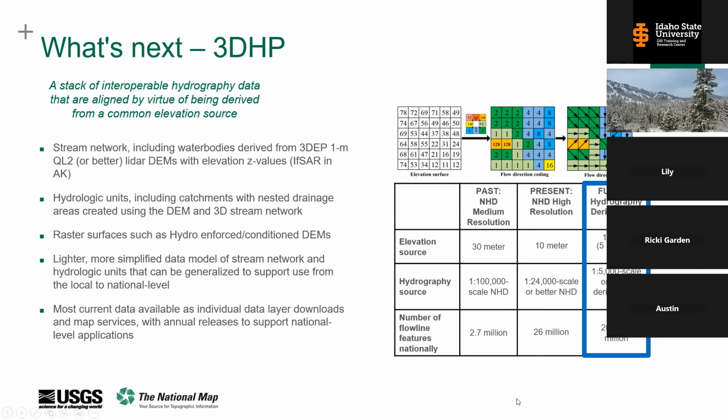Our hydrography source is going to be, again, derived from this elevation, and we're going to have a lot more flow lines than we currently have in the NHD. So in the future, everything is going to be derived and standardized on these new elevation sources, and the WBD is going to be derived from that elevation as well. That's the current program direction as we move into the future.